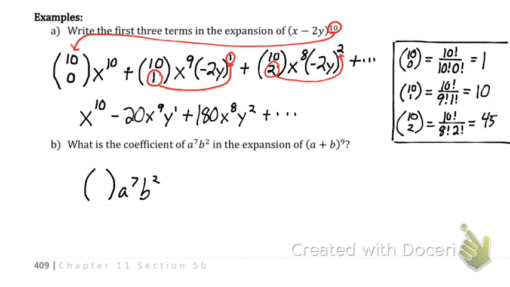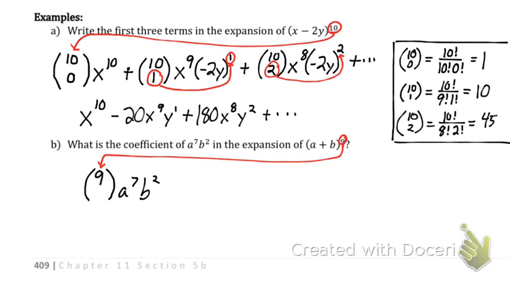So in fact, I didn't even need to give you any of this. I could have just said, what is the coefficient of a to the 7th b squared if it's a binomial expansion? You would have to realize that 7 plus 2 gives me my starting exponent, which is 9. Either way, it is our starting exponent, which is our 9, that is going to go on top.